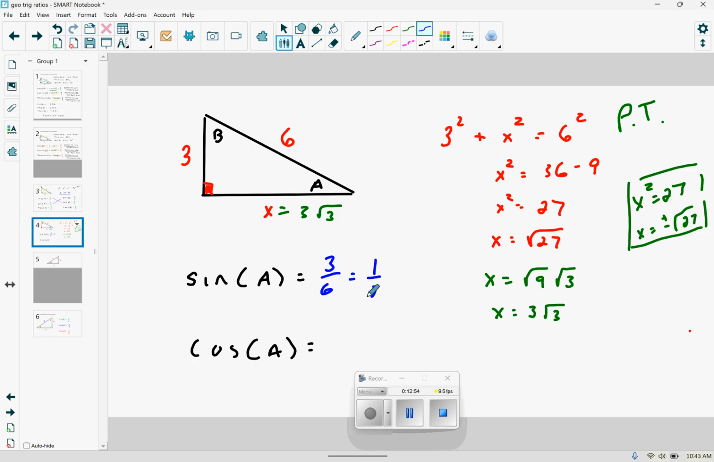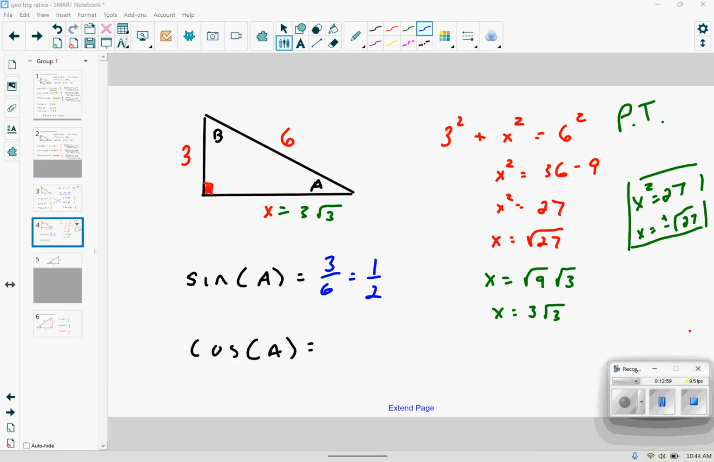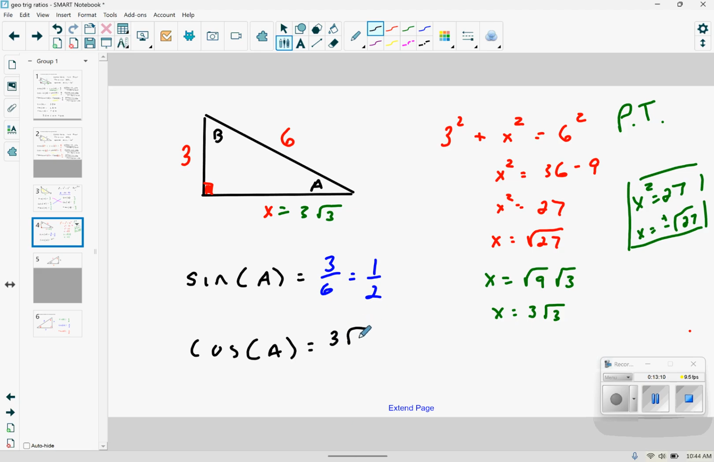Now we will need this new distance that we found. So the cosine of A is going to be the adjacent, which is 3 square root of 3 divided by the hypotenuse 6. And we're going to simplify that. 3 divided by 6 is 1/2, so we can write that as square root of 3 over 2. Okay? And while we're at it, we might as well find the tangent of A as well.